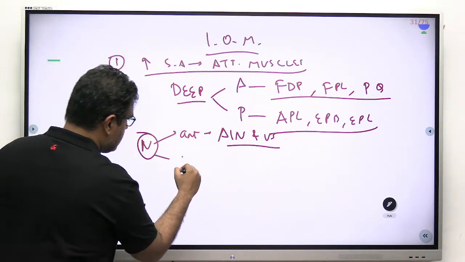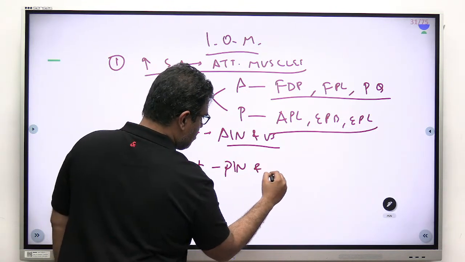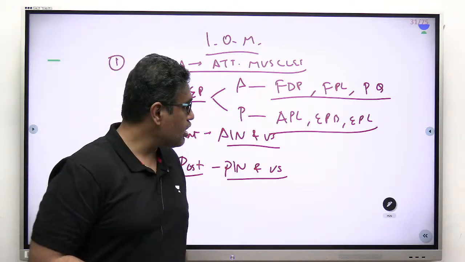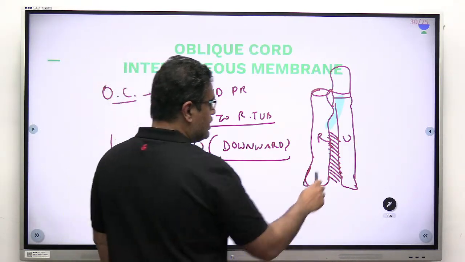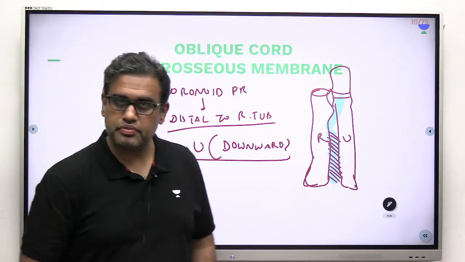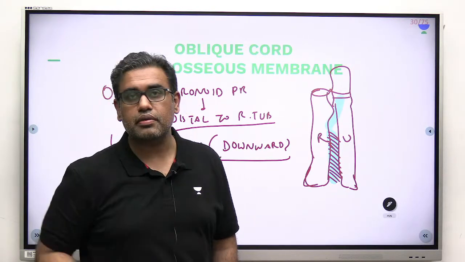And obviously, posteriorly, we have the posterior interosseous nerve and obviously some of the vessels. These would also lie in the interosseous membrane. Now comes the point: does any structure pierce this interosseous membrane? If yes, where and which structure?